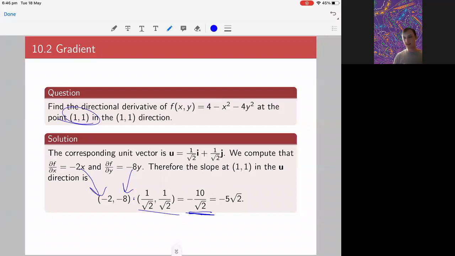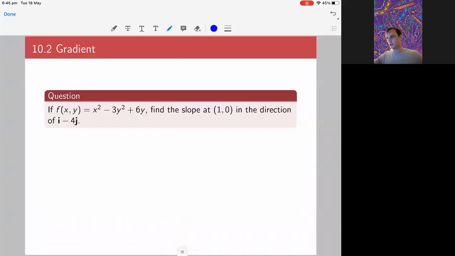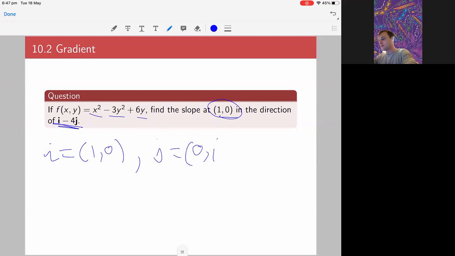Okay, let's do another example. This time we're looking at the function x squared minus 3y squared plus 6y. The point at which we're interested in is 1, 0, and the direction we're traveling in is i minus 4j. So just one more time, i is the x direction basically, and j is the y direction. Alrighty.